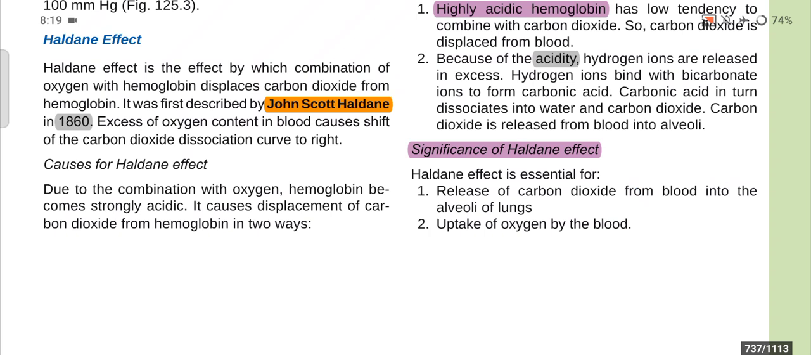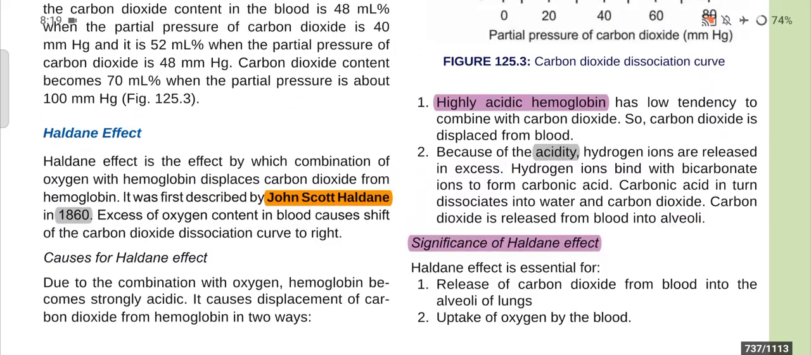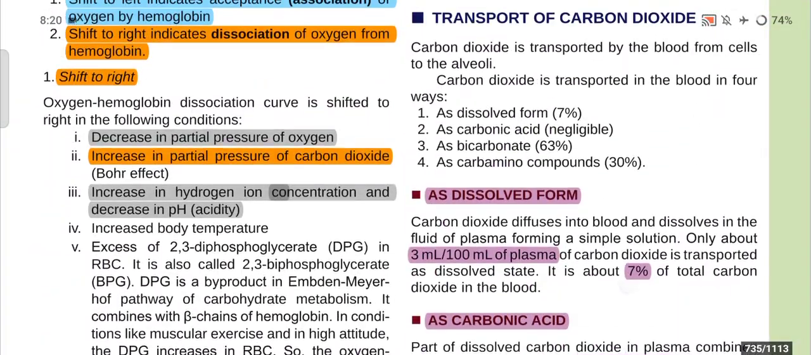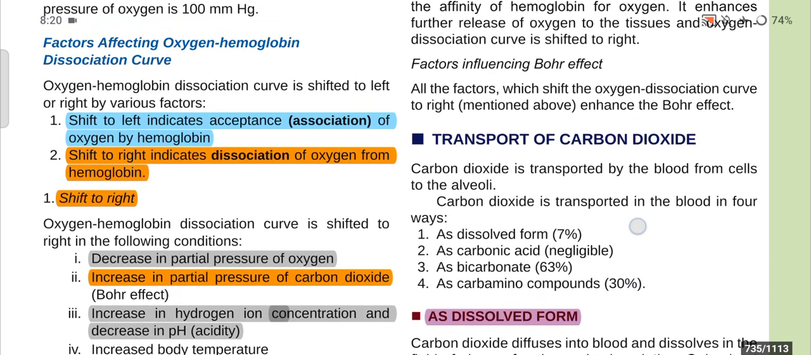Haldane effect is essential for release of carbon dioxide from blood into the alveoli of lungs, and number two, that is uptake of oxygen by the blood. So this is the significance of Haldane effect. So today you have completed the carbon dioxide transportation, and now summarize first. So what is the transport of carbon dioxide?